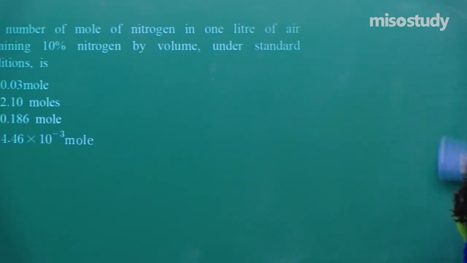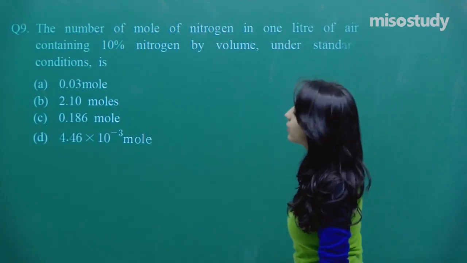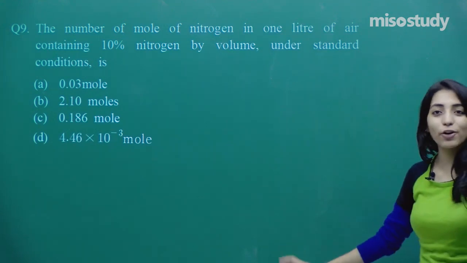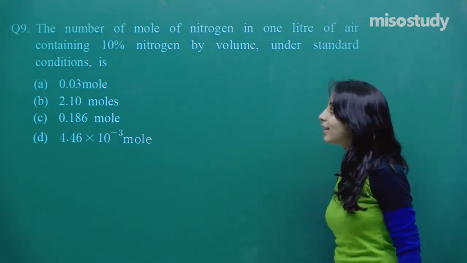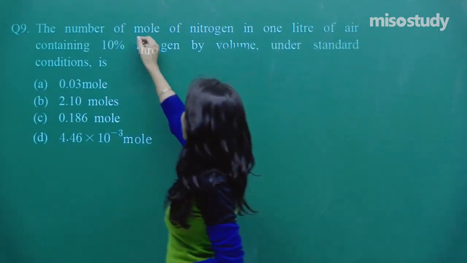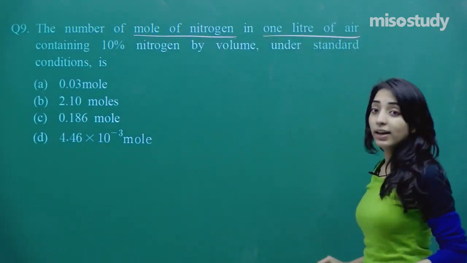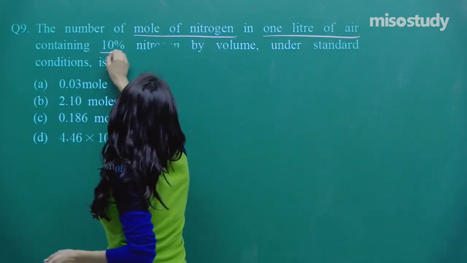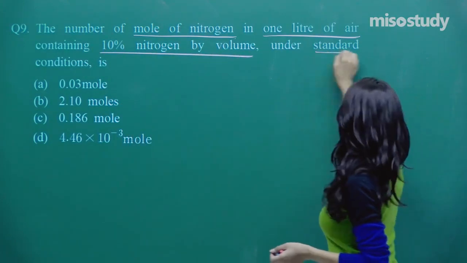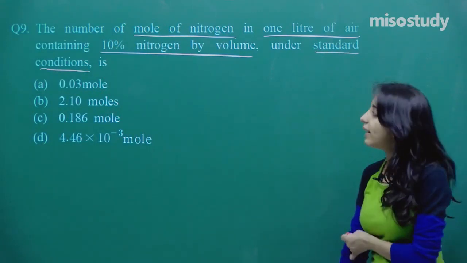The question is again pretty simple. You must be thinking, ma'am, every question is easy for you, what about us, right? But you are my student, so again I am confident that the question is easy for you as well. So question number 9: the number of moles of nitrogen in 1 liter of air containing 10% nitrogen by volume under standard conditions is. Standard condition means standard temperature and pressure conditions, right?